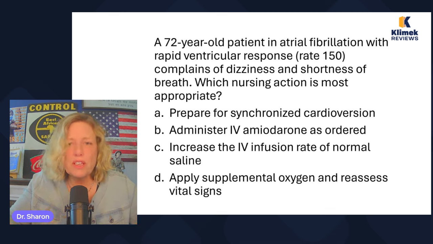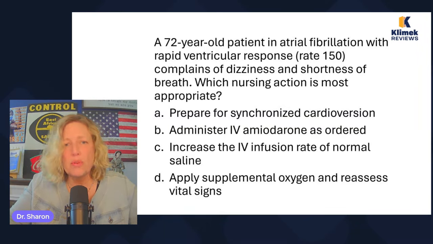A 72-year-old patient in atrial fibrillation with rapid ventricular response complains of dizziness and shortness of breath. Which nursing action is most appropriate? Prepare for synchronized cardioversion. Administer IV amiodarone as ordered. Increase the IV infusion rate of normal saline. Apply supplemental oxygen and reassess vital signs.